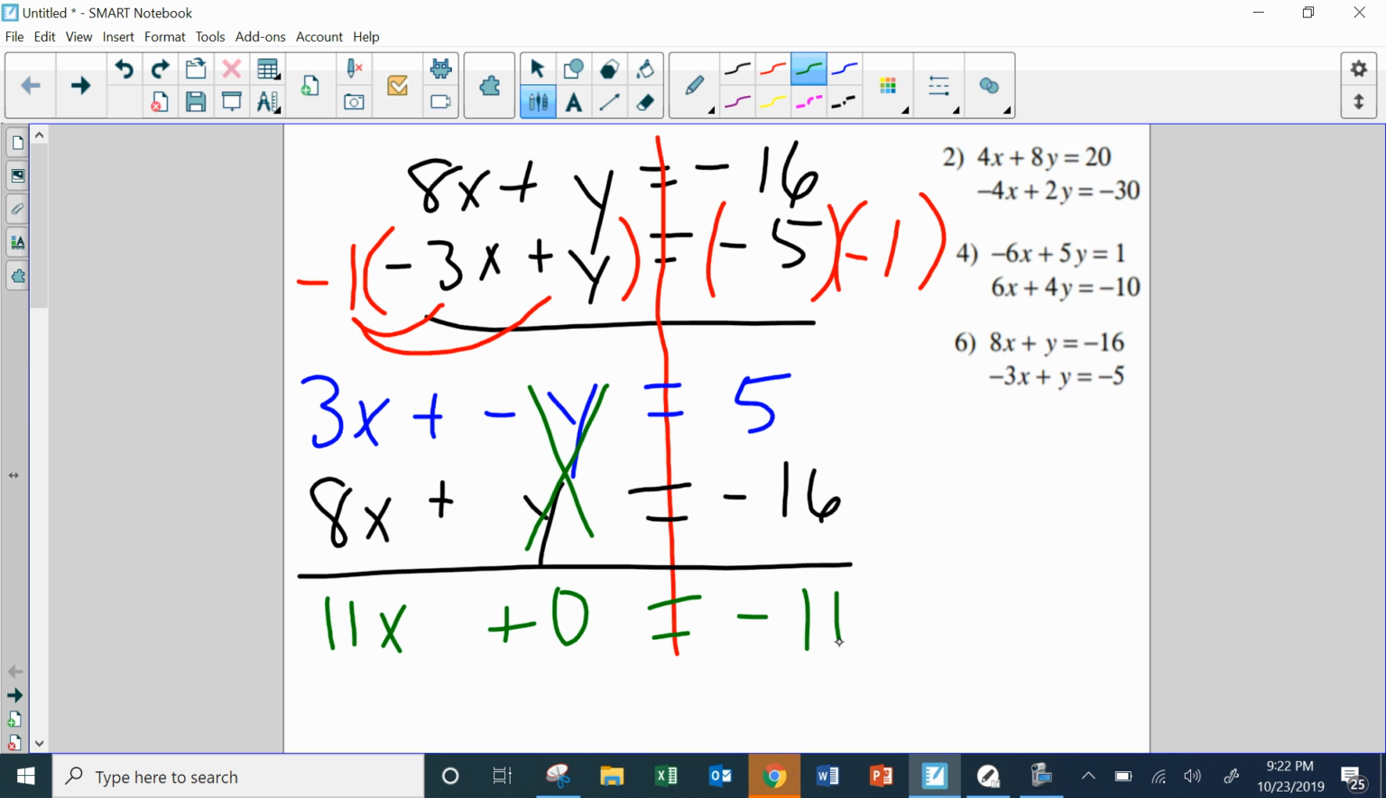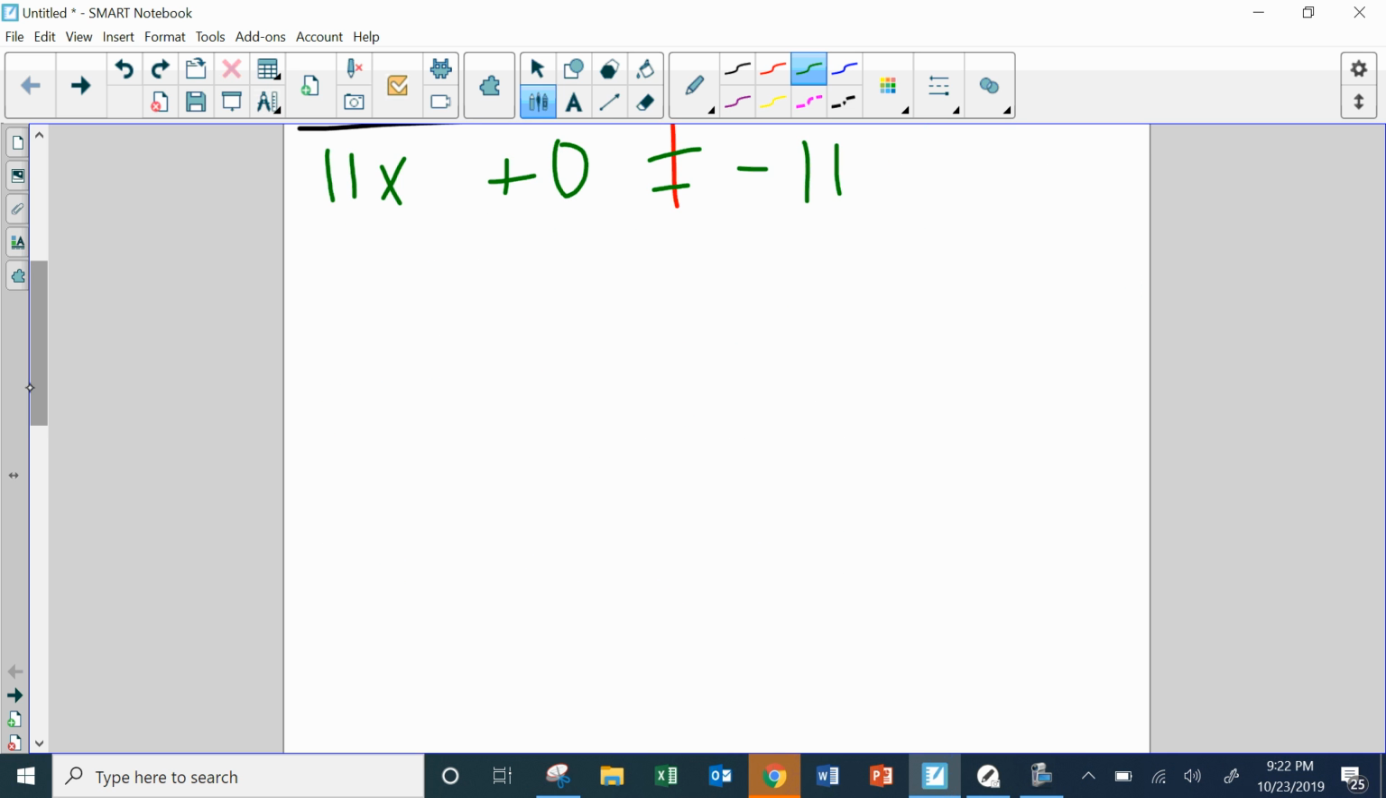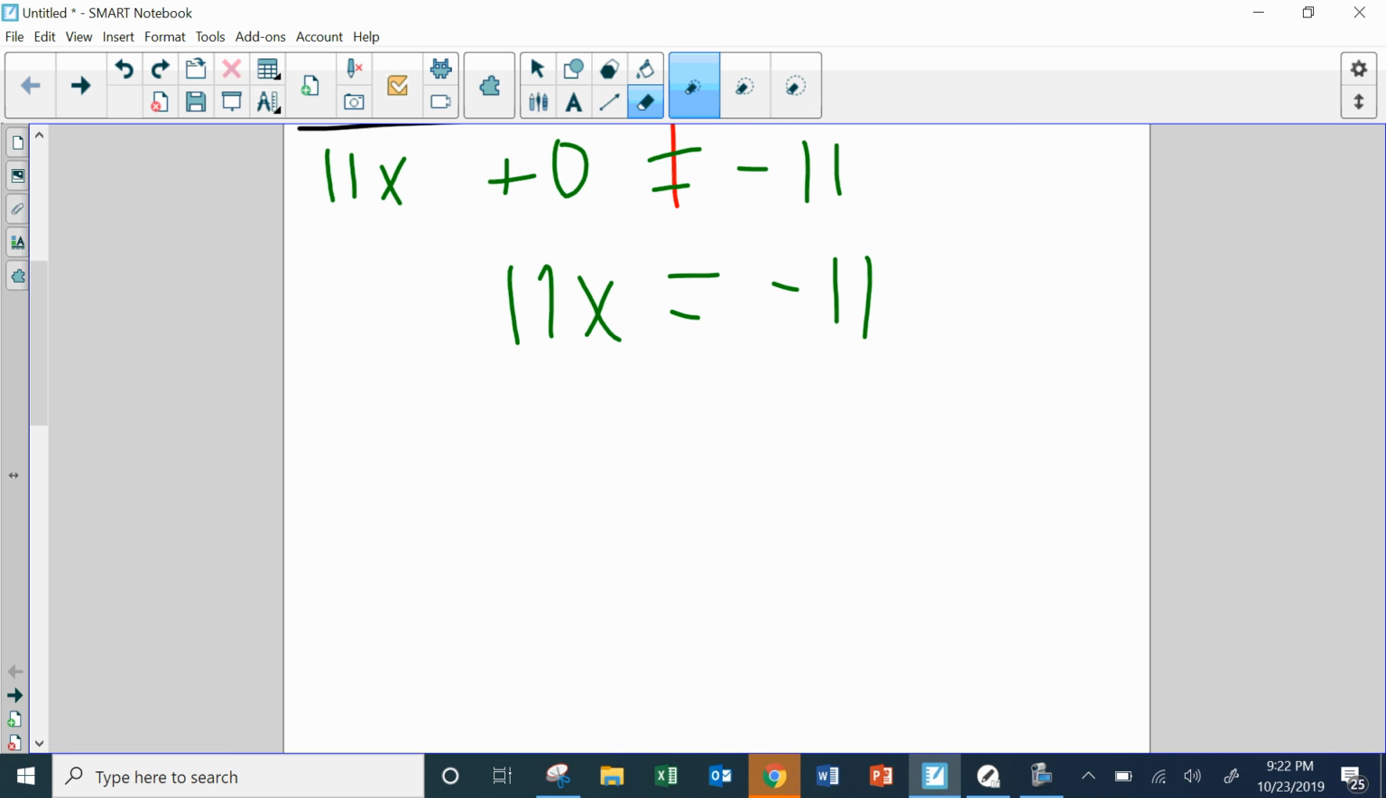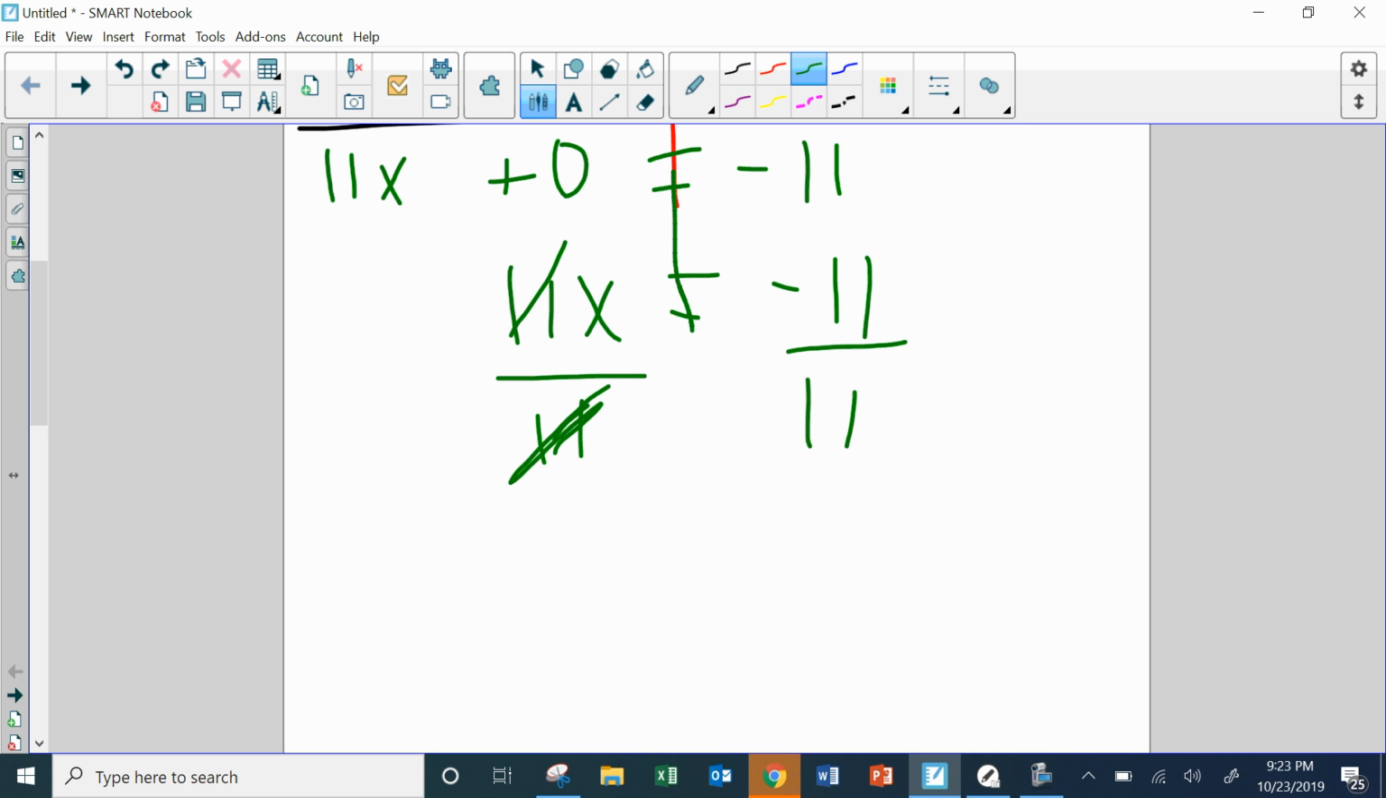So my next step now, I'm going to do this, I guess, in the long version. I can bring down 11x. I don't need the plus 0. That equals negative 11. Clean it up just a tiny bit. So there we go. That's a little better. So 11x equals negative 11. I divide by 11 so that those divide out to be 1. Then that means I got to divide by 11 over here. And that gives me x equals negative 1. Not done yet. That's only one of the two variables.